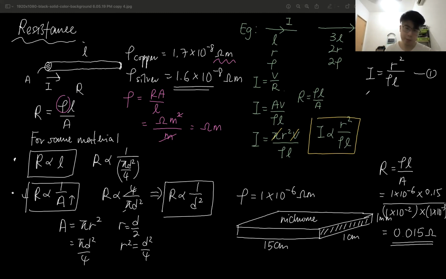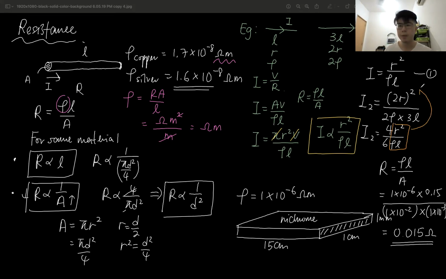And equation 2, that is what we want to find, I2, equals, putting in the parameters, 2R square over 2 rho times 3L, which is 4R square over 6 rho L. Comparing with equation 1, I2 equals I times 4 over 6. Simplifying, that's 2 over 3 I.